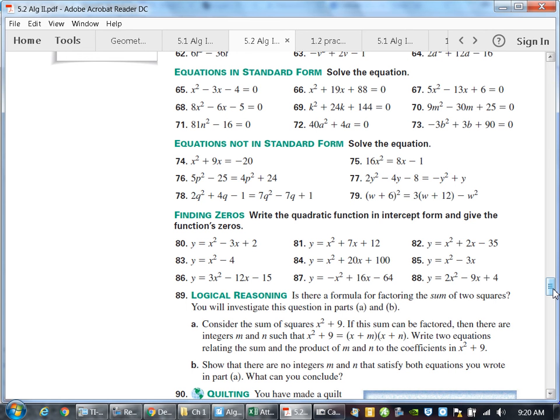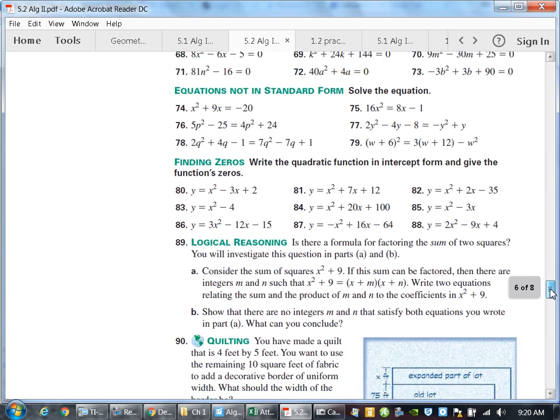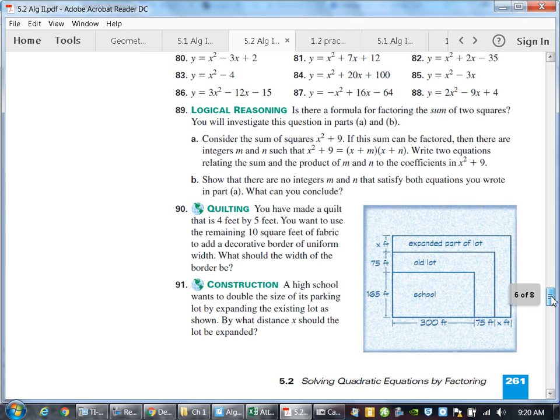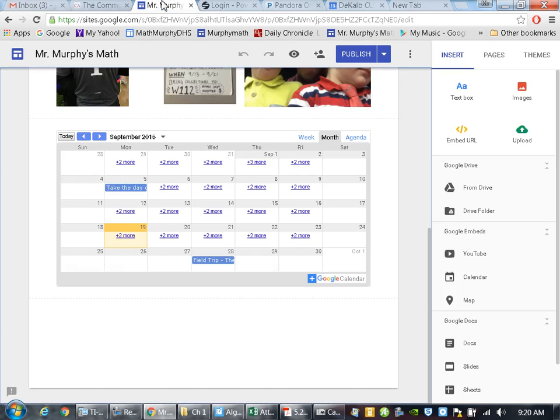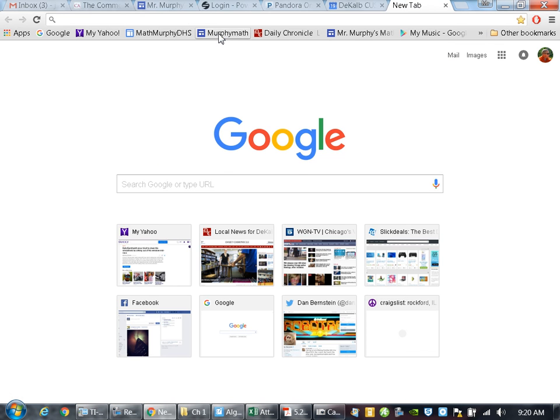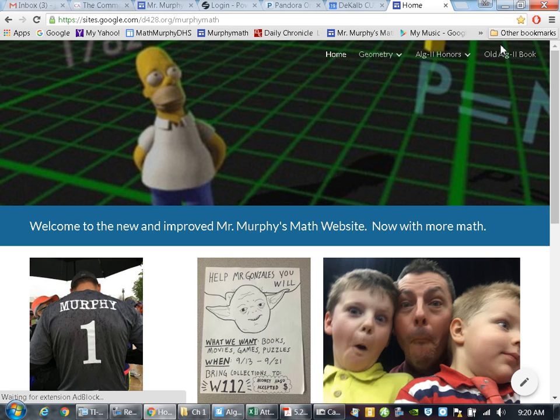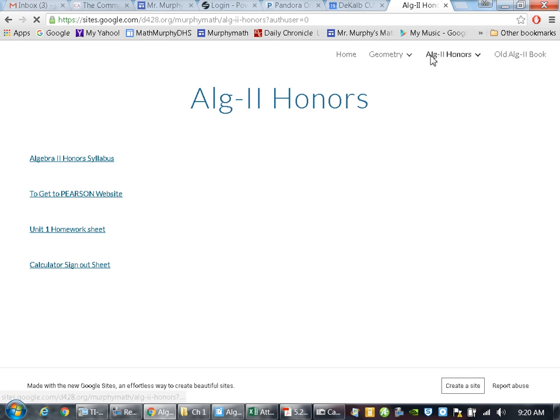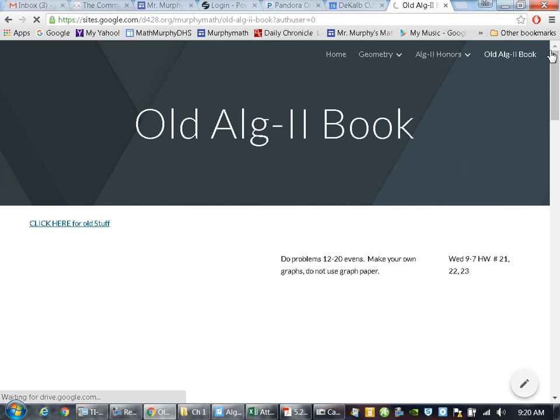You're just going by 4s. Okay, what page is this? It's in that 5.2 tab, the old book stuff, so it's page 261 in the old book. Like I said before, on the website, it's on the tab that says Old Algebra 2 book. Click that one, and I already have the 5.2 open on there.